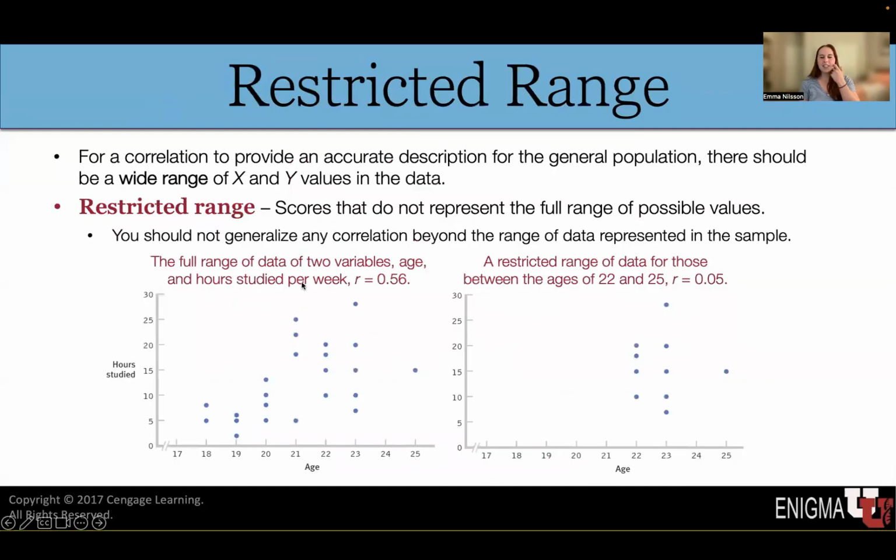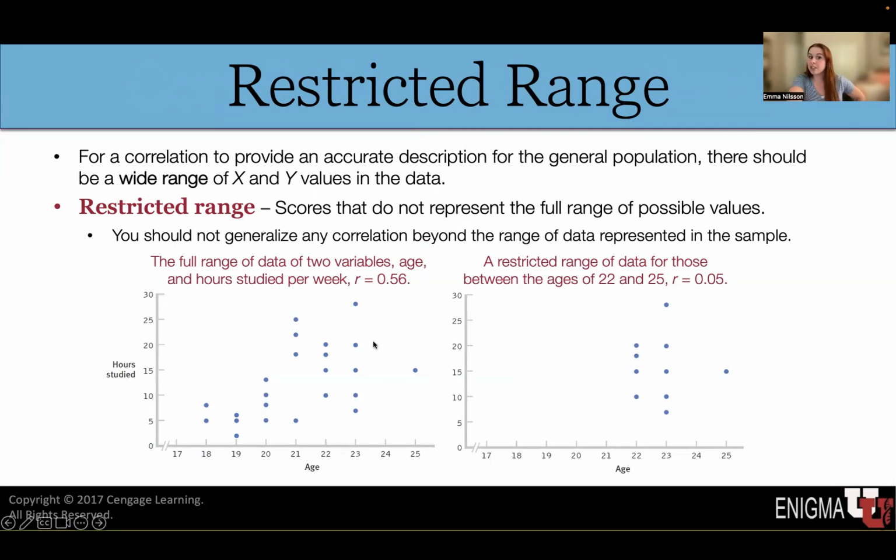Okay. The next way that we can interpret correlation is we have to be careful about whether or not there is a restricted range. For a correlation to provide an accurate description for a general population, there should be a very wide range of X and Y values. We have what is called a restricted range when we have scores that don't represent the full range of possible values. And when we have a restricted range, we can't generalize our correlation beyond the sample of data that we have. We can't generalize it to the main population.